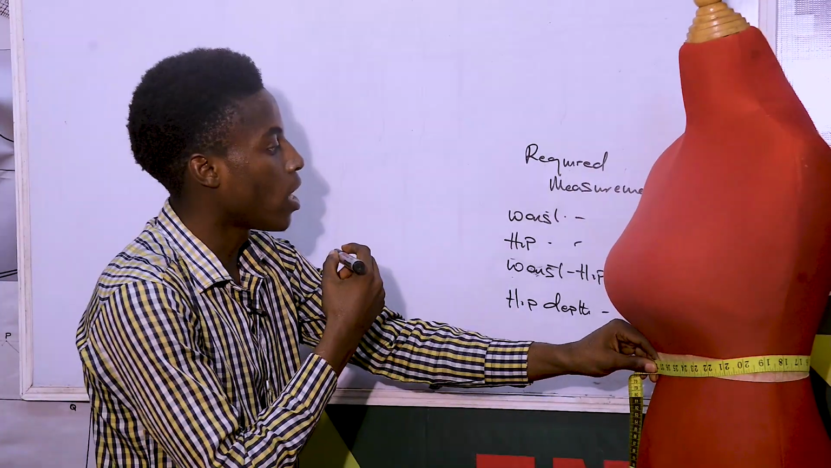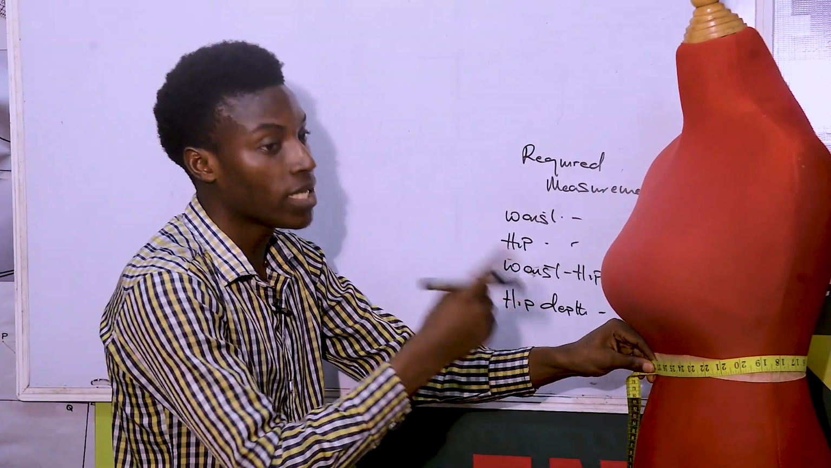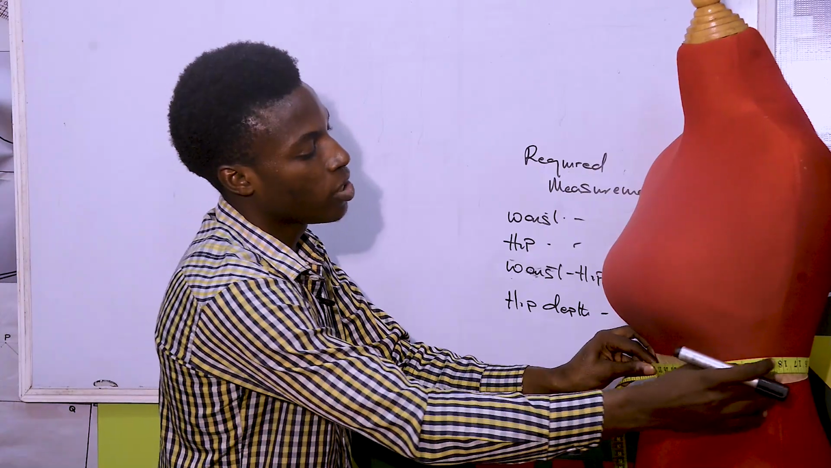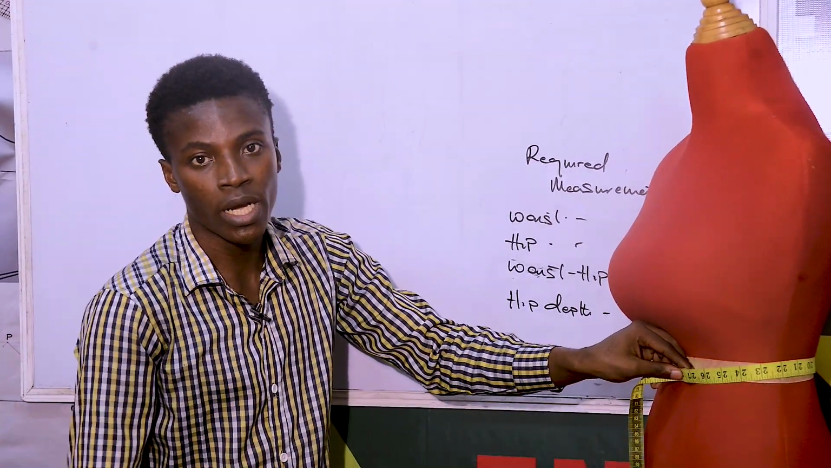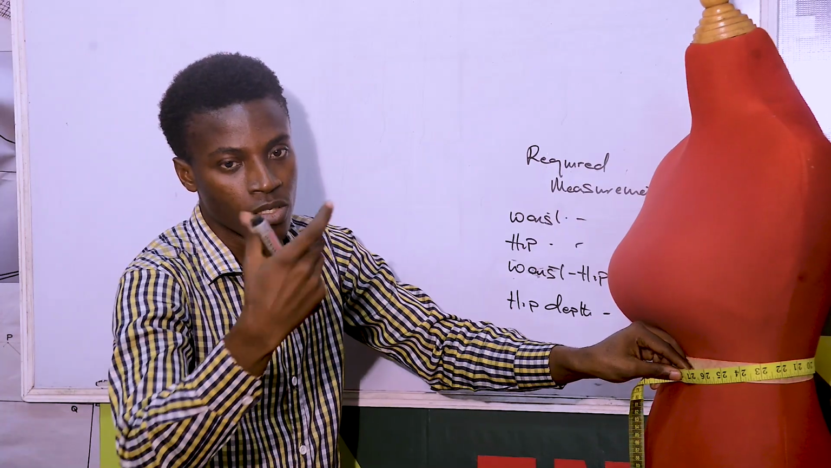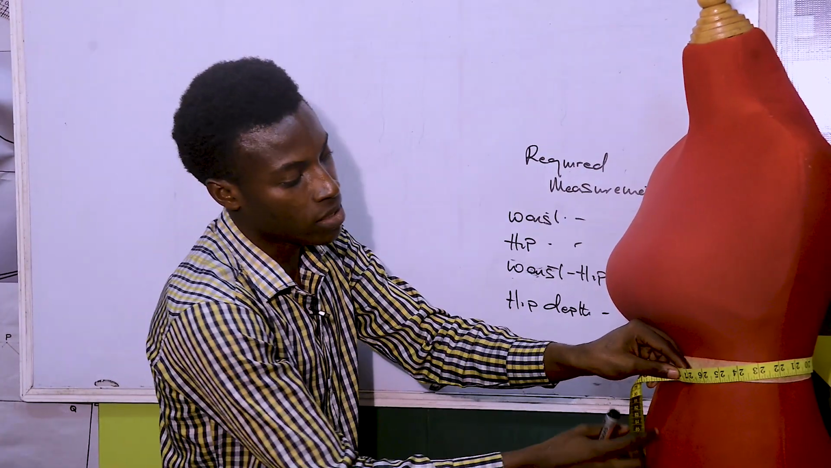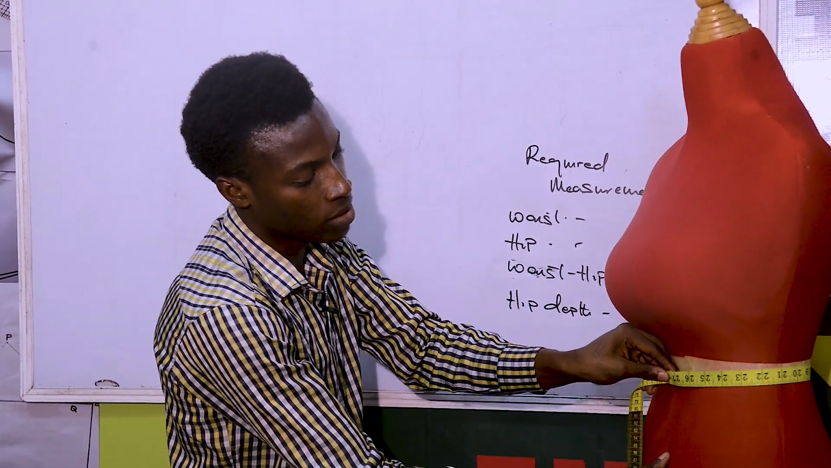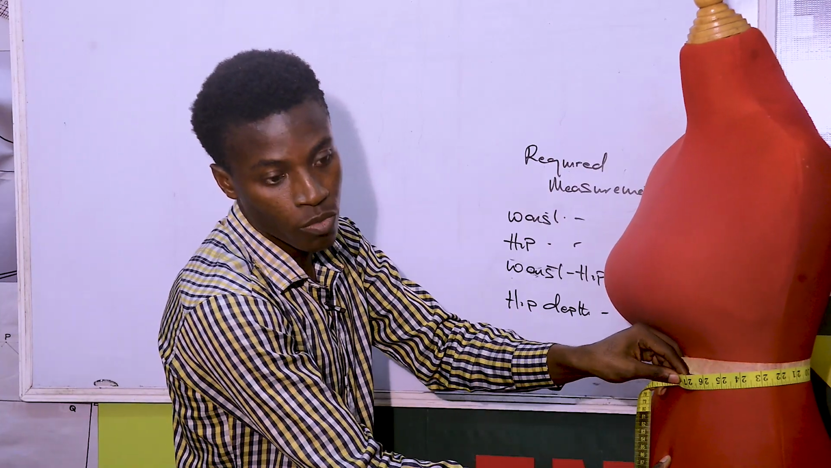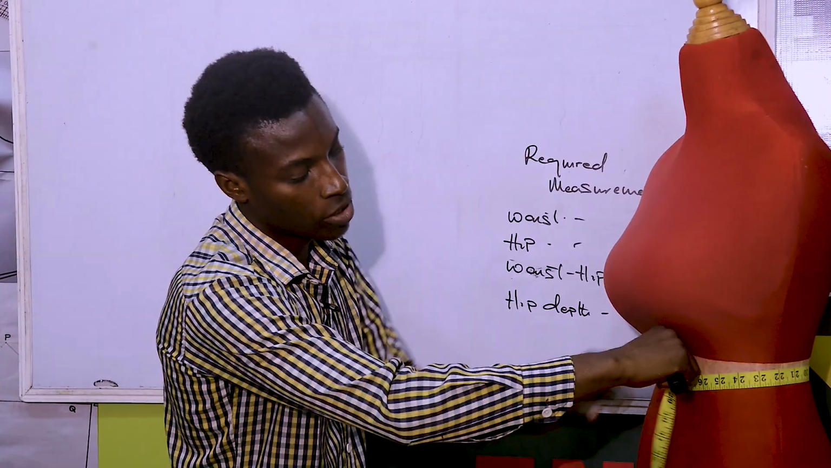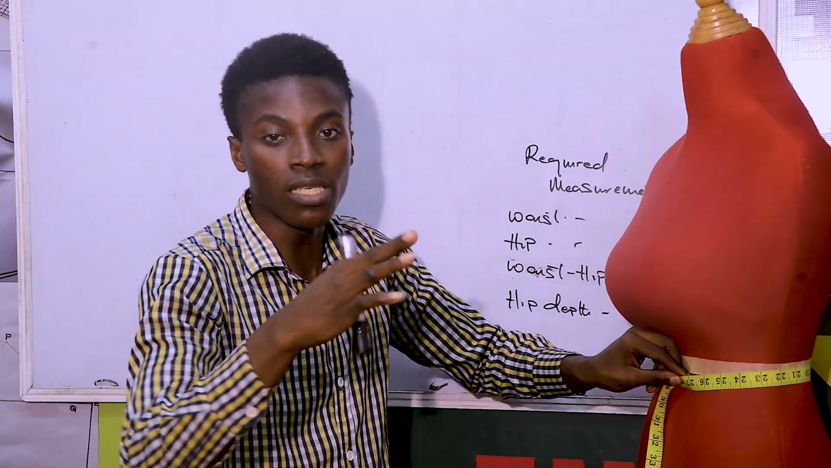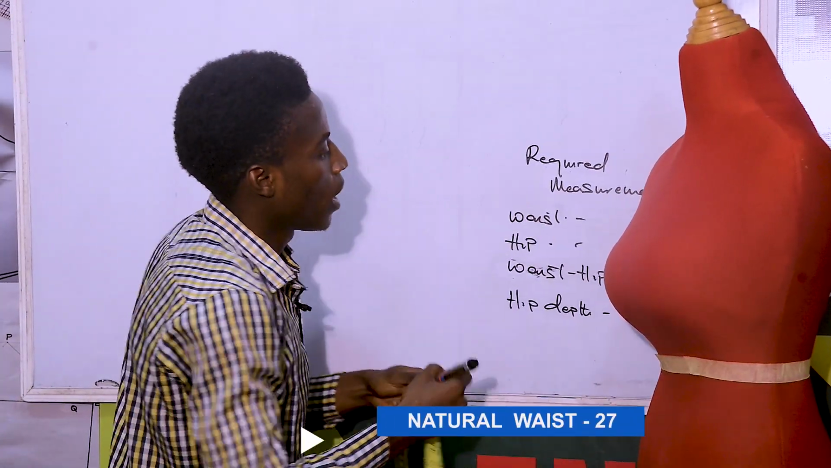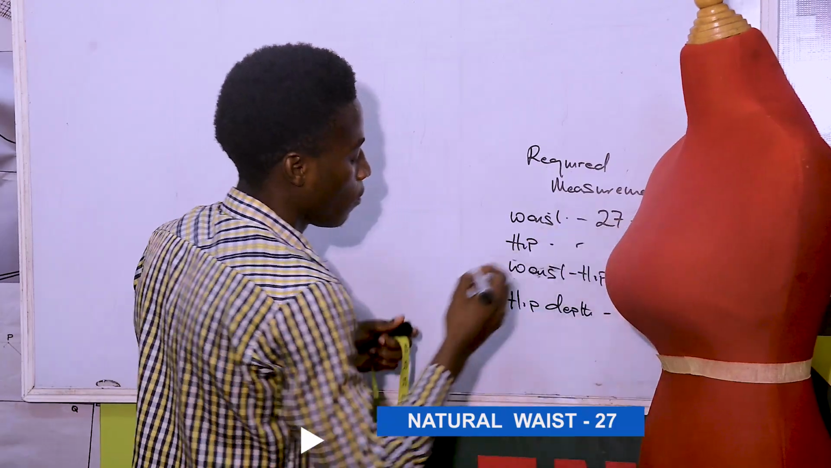So what I have here now, I have 27. Now, taking the measurement, you have to make sure that a finger or two can go into the tape measurement, so it doesn't give you a tight measurement, so you know that it is free enough to move. So either just one finger or two going inside. That's just giving it an ease allowance. So I have my waist as 27.